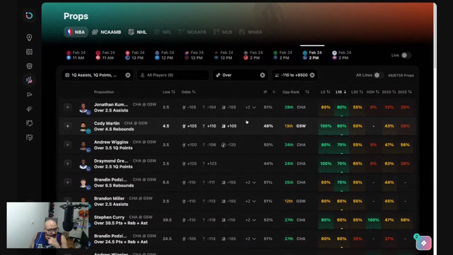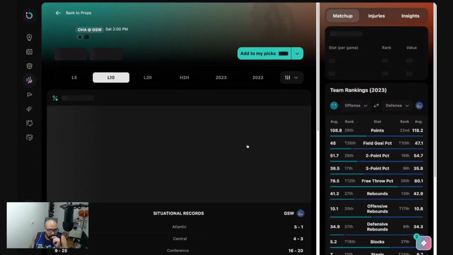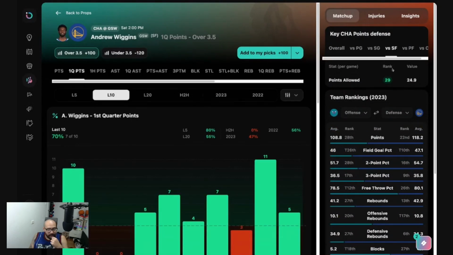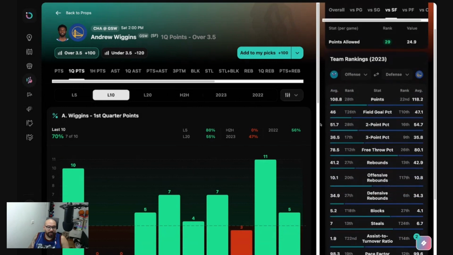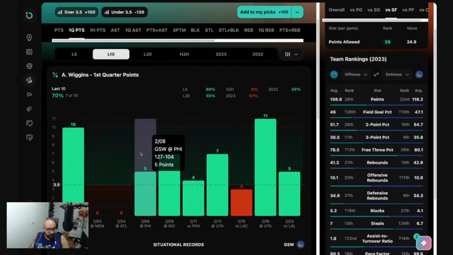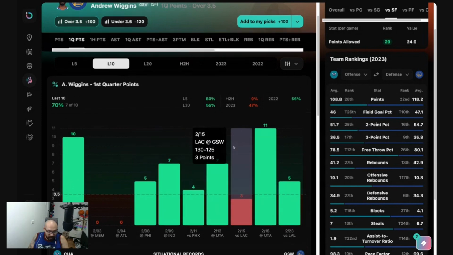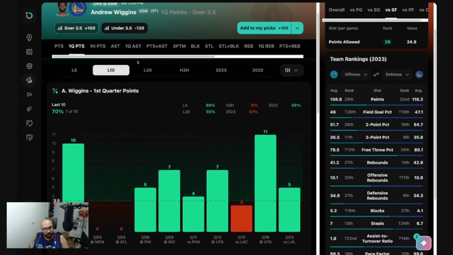What else do we have going on here? Andrew Wiggins, first quarter points. Oh, I don't like betting on Andrew Wiggins, but let's have a look at this. So the matchup is great. The Hornets allow the second most points to small forwards on the season. Andrew Wiggins' recent form's pretty good. He's hit this in 6 out of his last 7 games. He's gone over his first quarter points. We can get this at plus 100.